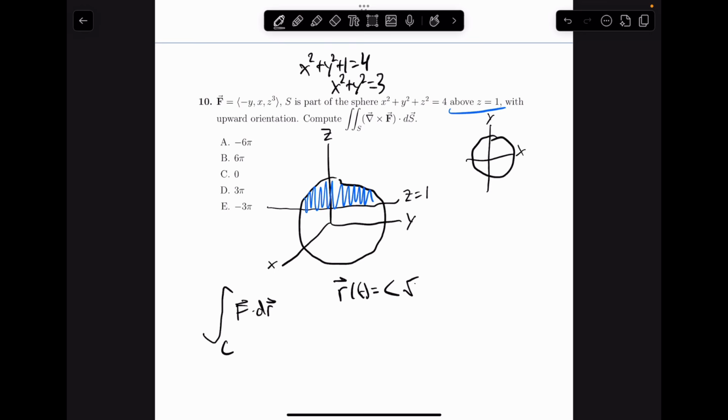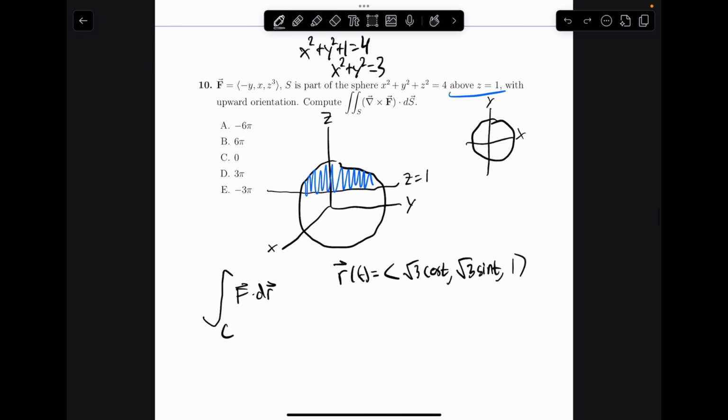It's going to be square root 3 cos t, square root 3 sine t, and z is just going to be a constant 1 just due to this thing right here. Okay, great. Now we can find our r prime of t. R prime of t is going to be equal to negative square root 3 sine t, square root 3 cos t, and 0.